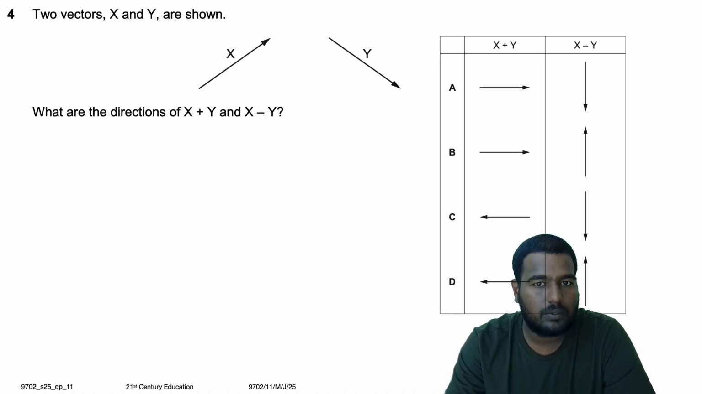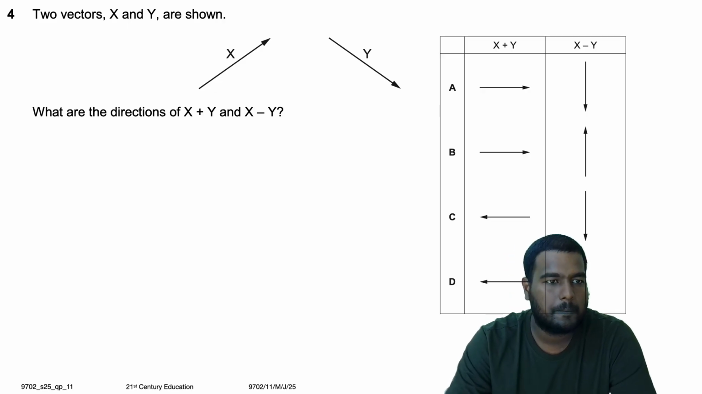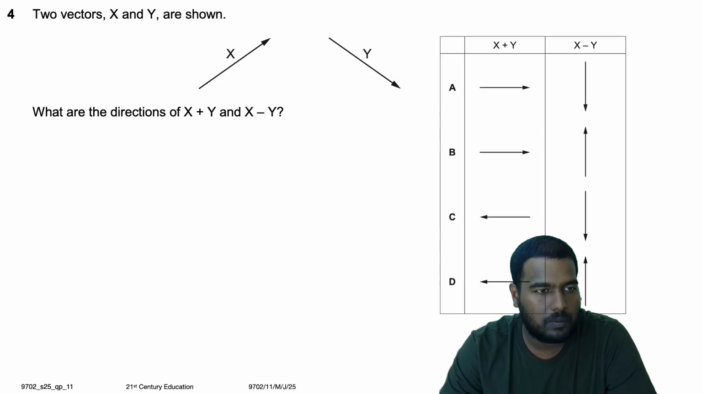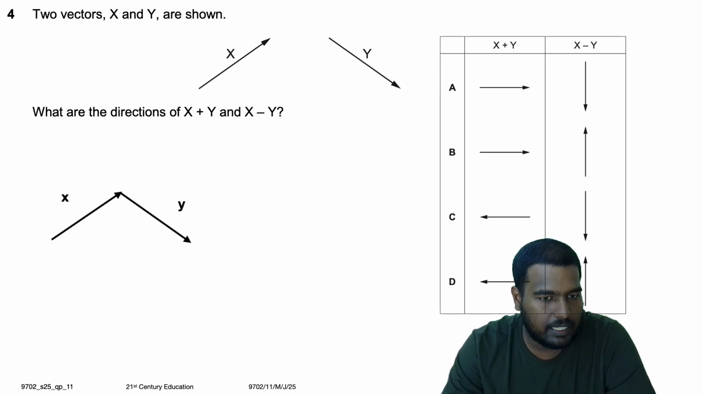Two vectors x and y are shown. What are the directions of x plus y and x minus y? First we will figure out x plus y. So here is x, and we'll put the tail of y to the head of x. Here is y. If you connect the tail of x and the head of y, we get x plus y.